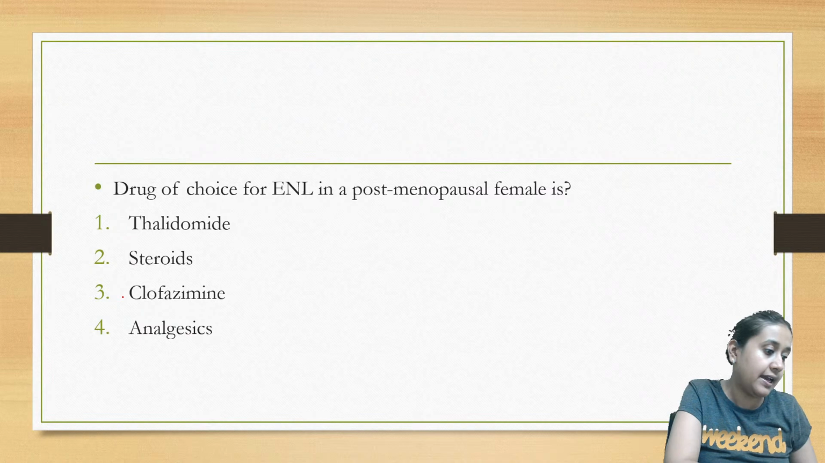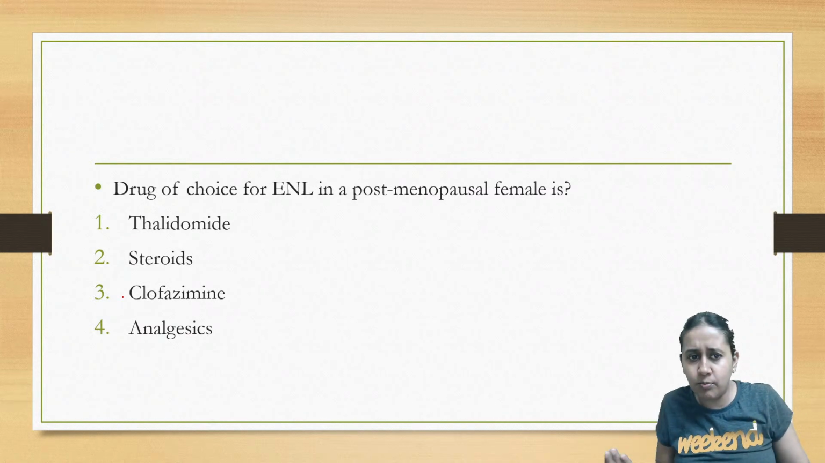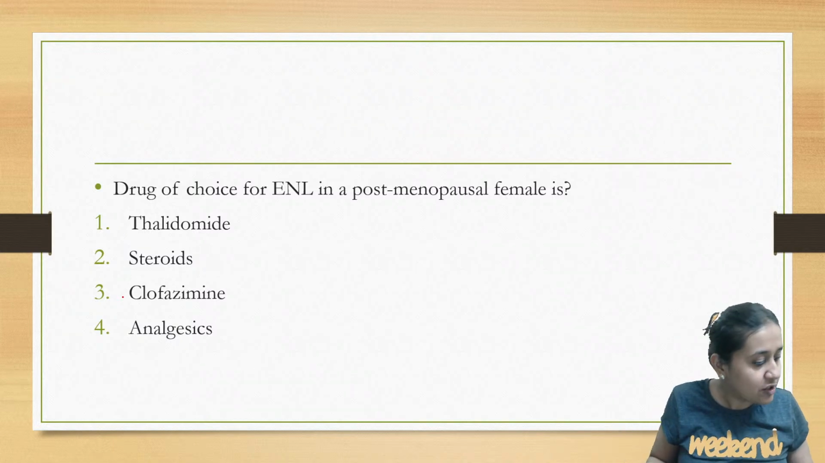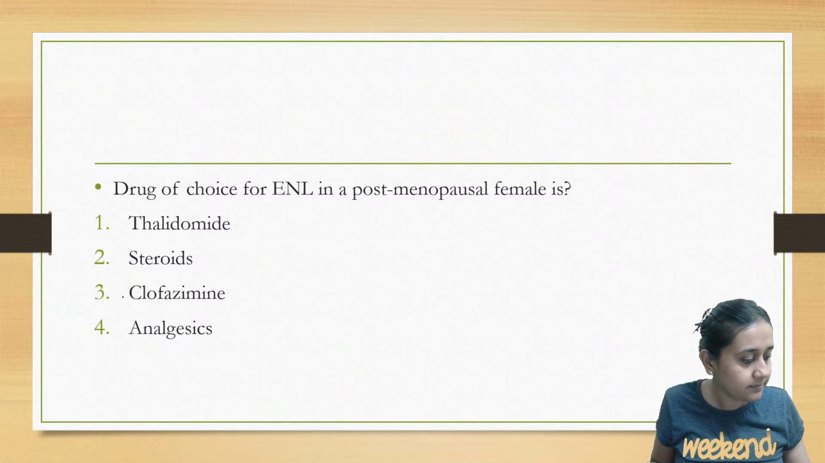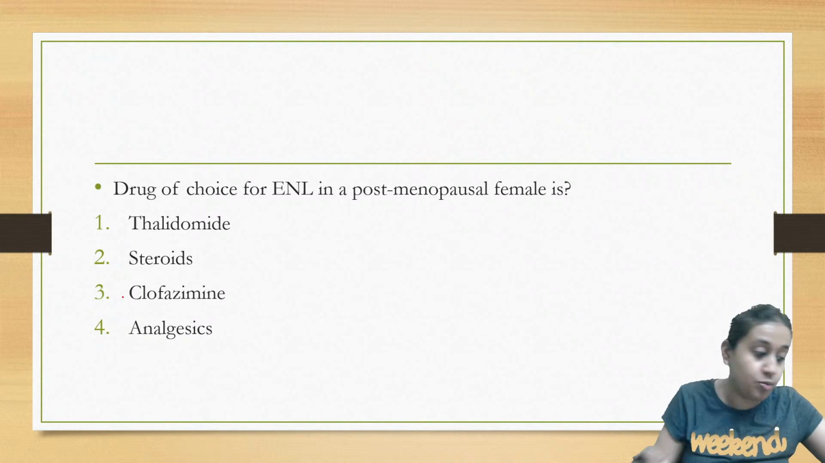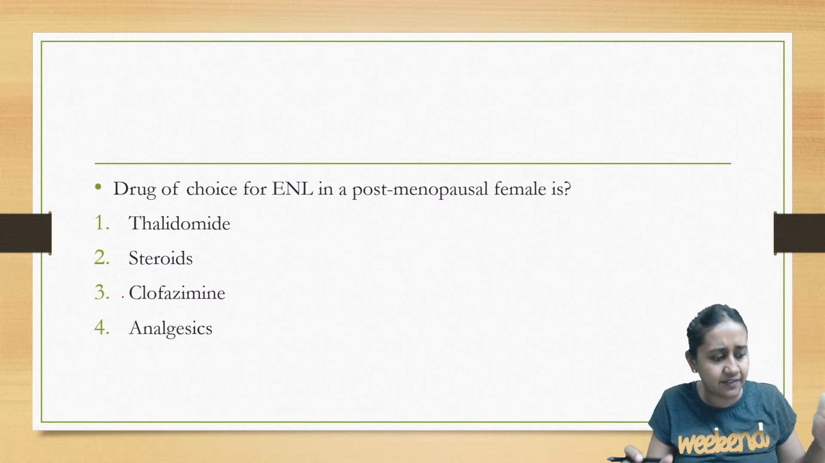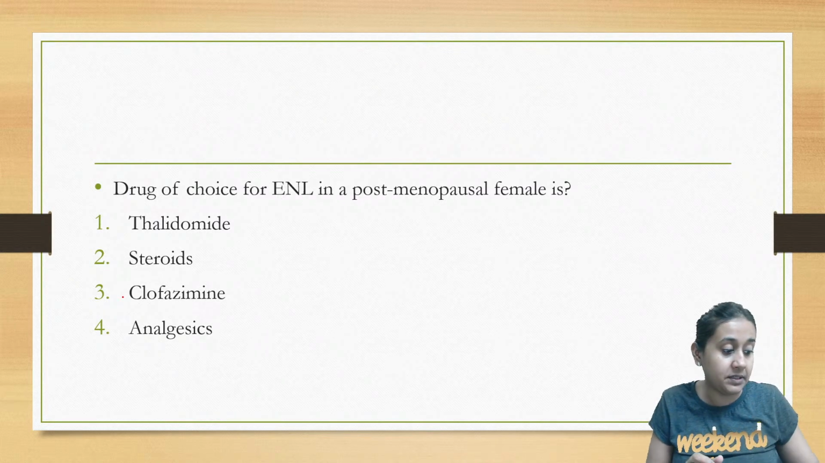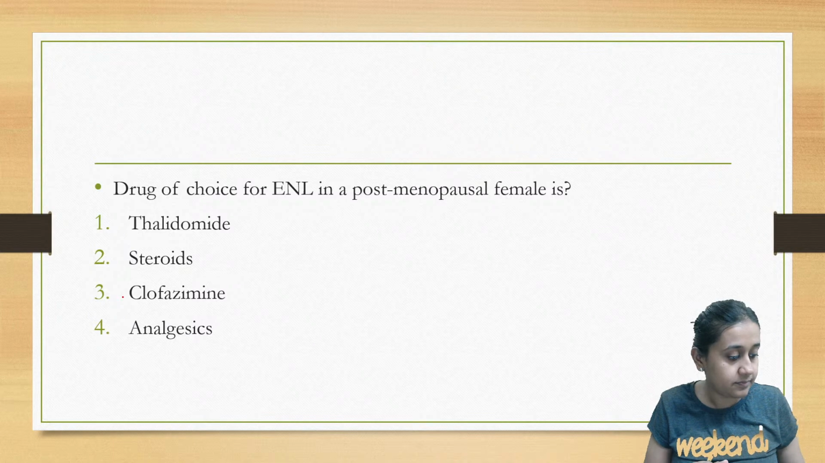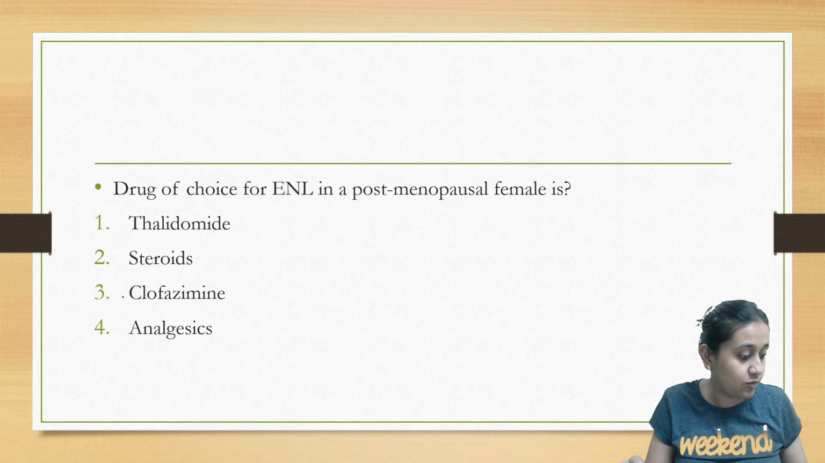The next question, again, a lot of students have confusion in this particular question. Few mark option number 1, few mark option number 2. So what is the correct answer? The drug of choice of ENL in a post-menopausal woman. Very commonly asked question, and I have seen that students are confused on this. Anyone can tell me the correct answer here?